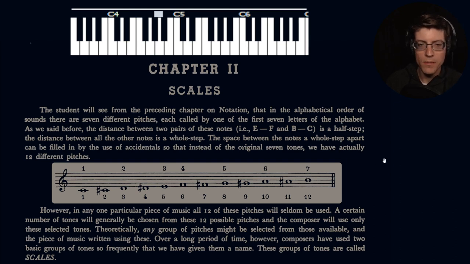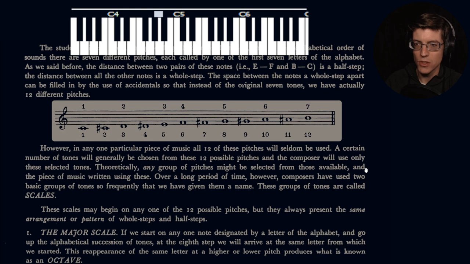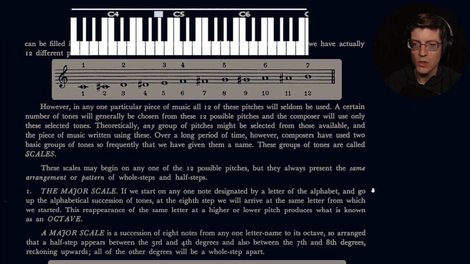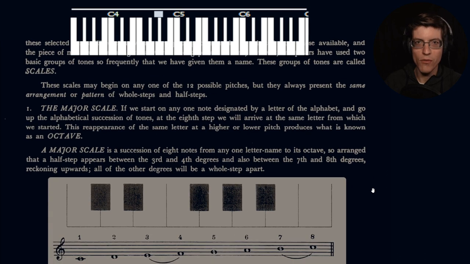however, in any one particular piece of music, all 12 of these pitches will seldom be used. A certain number of tones will generally be chosen from these 12 possible pitches, and the composer will use only these selected tones. Theoretically, any group of pitches may be selected from those available and the piece of music written using these. Over a long period of time, however, composers have used two basic groups of tones so frequently that we have given them a name. These groups of tones are called scales. These scales may begin on any one of the 12 possible pitches, but they also present the same arrangement or pattern of whole steps and half steps. And we're going to be covering the major scale today.